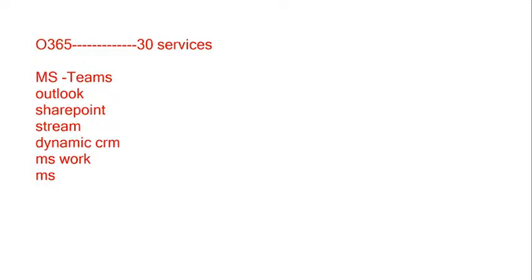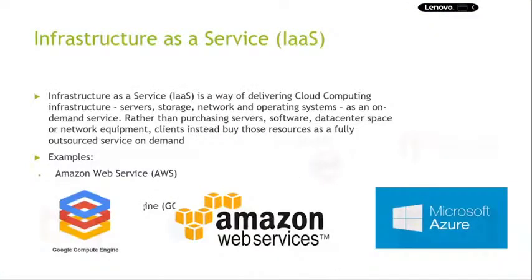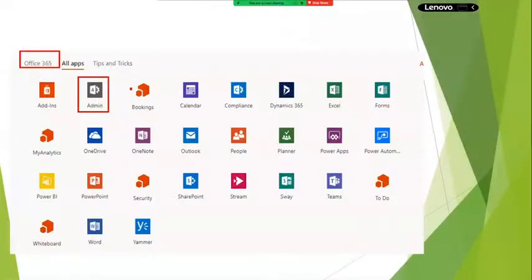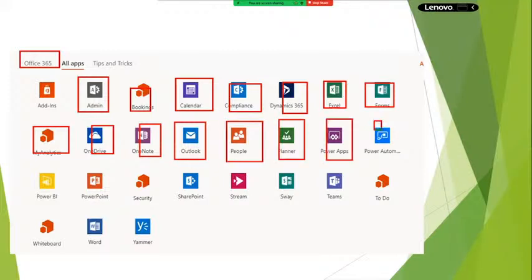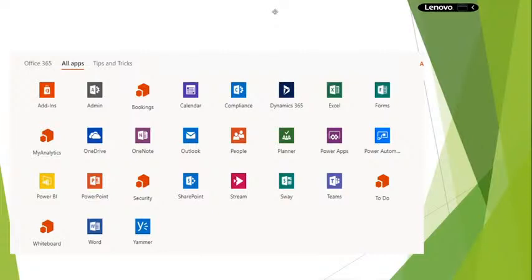See guys, these are the components provided by Office 365: Admin, Bookings, Calendar, Complaints, Dynamics, Excel, Forms, Analytics, OneDrive, OneNote, Outlook, People, Planner, Power Apps, Power Automate, Power BI. All these things are managed by Microsoft. You need not worry about managing them. This is Software as a Service.